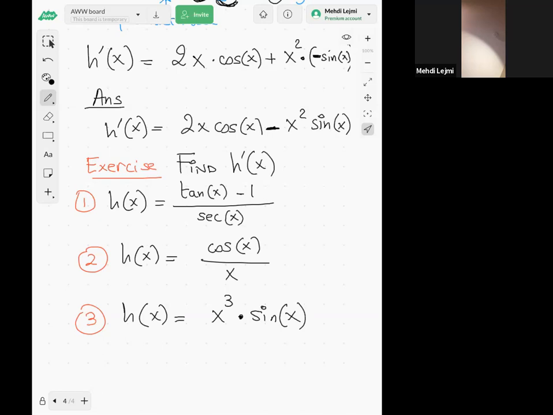Of course, for number 1 and number 2, guys, we have division. We have fractions, so we have to use the quotient rule for number 1 and 2. For number 3, it's a multiplication, it's a product, so we use the product rule.